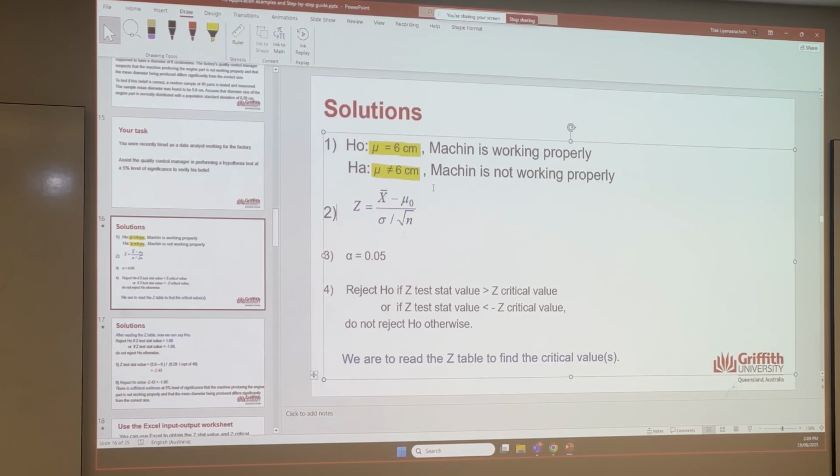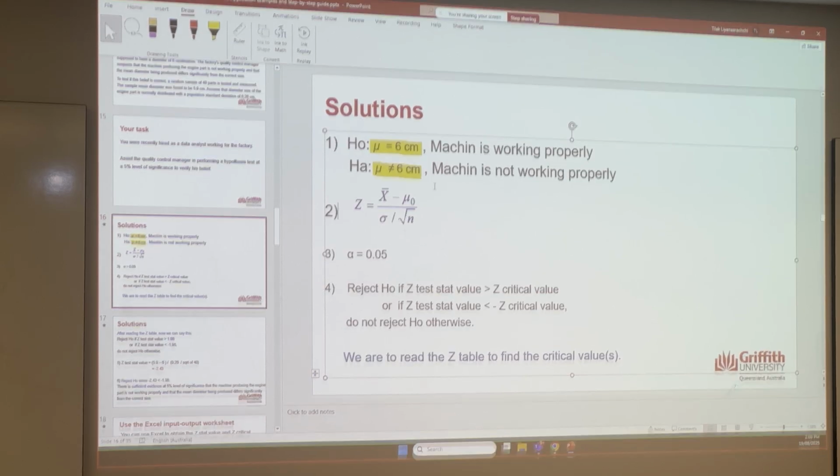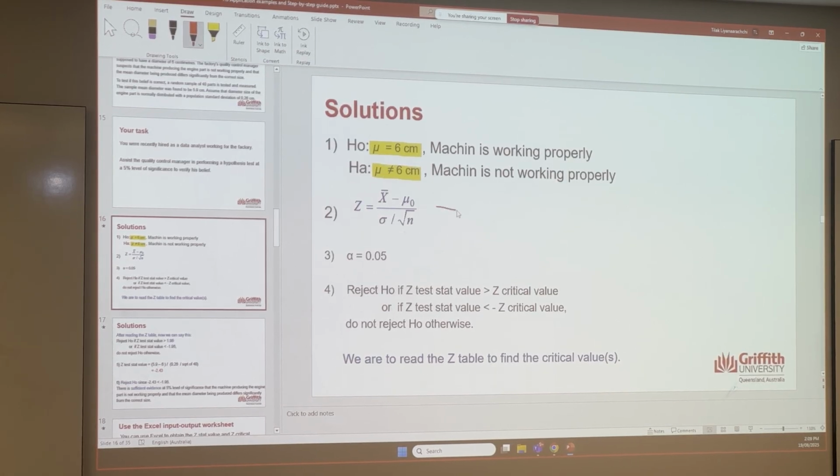So that is your first step. This is actually your third question, the last question in your assignment, which is hypothesis testing. For each one you have to write your null and alternative by looking at the question, and then you have to calculate the Z value. This is also known as the test statistic.